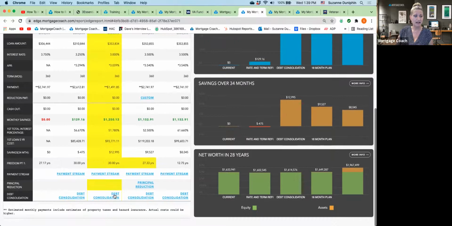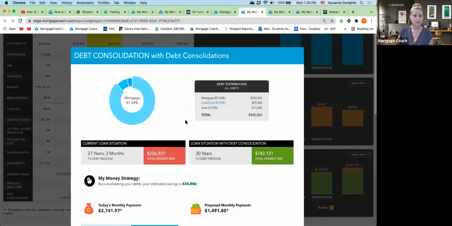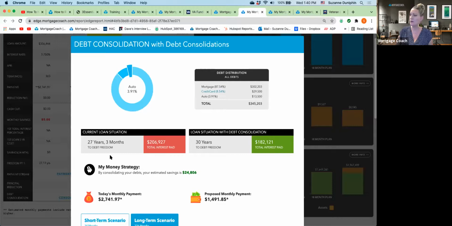Let's take a look at the consolidation modal. Okay, so this is the debt distribution for all of the debts, the mortgage, all the credit cards, and the auto. See how I hover over each of these items and my pie chart over here is accurate. I can also hover over my pie chart and that's going to update as well. Okay, so that's my total. You'll see the current loan situation if they were to do nothing, okay, their freedom point and the total interest paid. If they're to refinance with that debt consolidation, yes, they're back to 30 years, but their total interest paid is much, much less, guys. They're saving almost $25,000, okay?